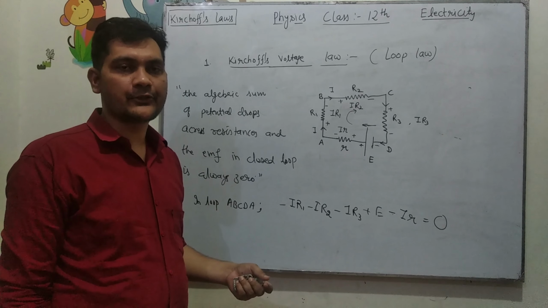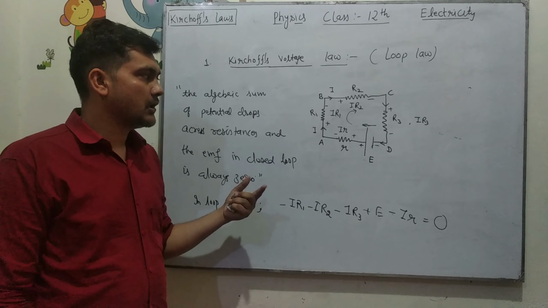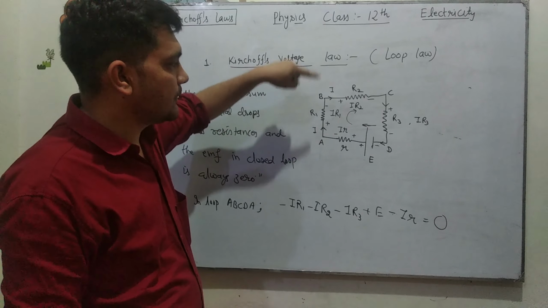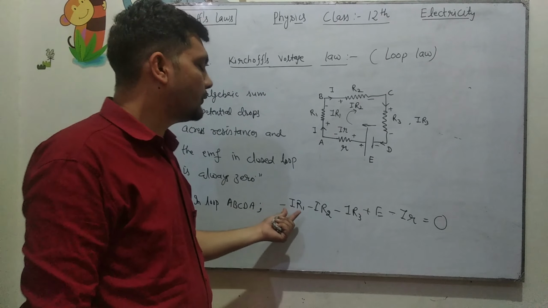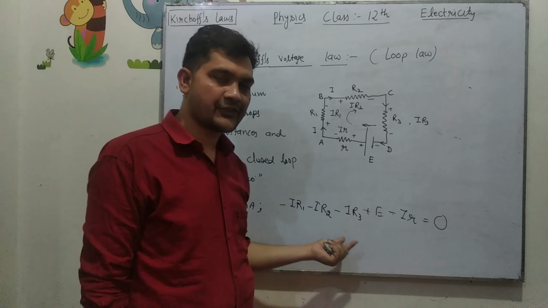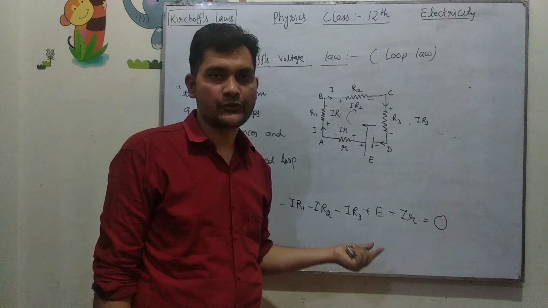So this is a very simple rule. While applying this rule, you take care of various signs. If you are moving in the direction of the loop, in the direction of current, then the sign of potential drop will be negative. And if you are moving opposite to the direction of current, then the sign of voltage will be positive.